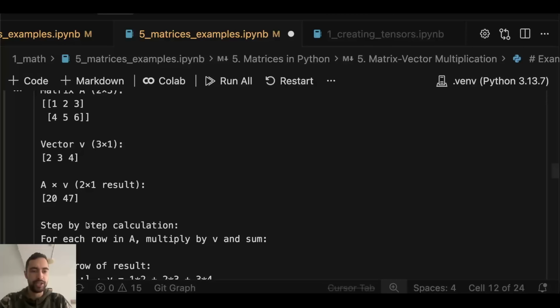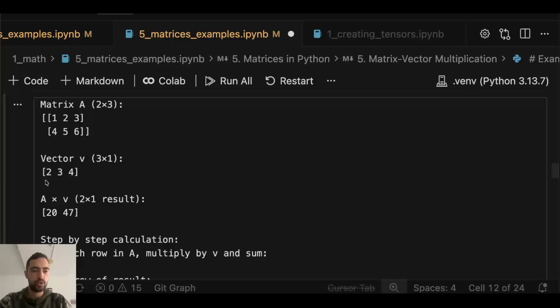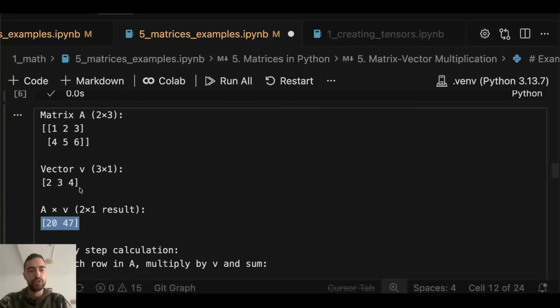And the step-by-step calculation goes like this. 1 times 2 plus 2 times 3 plus 3 times 4, and that's going to be 20. And then 4 times 2 plus 5 times 3 plus 6 times 4, that's going to be 47. So that's the resulting vector. So you multiply this row with this row. Now this could be a bit confusing because I was showing you that you multiply a row and a column. But depending on how you do it, how you code it, how you imagine it, this can also be done this way, because this is just a vector.